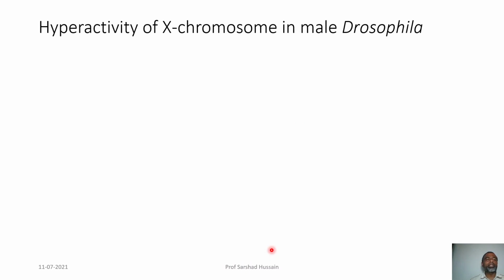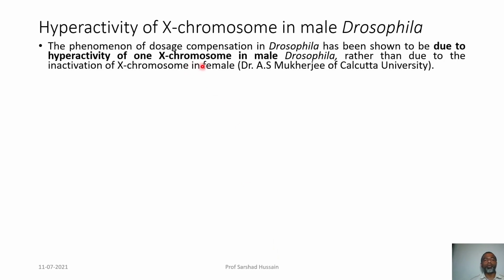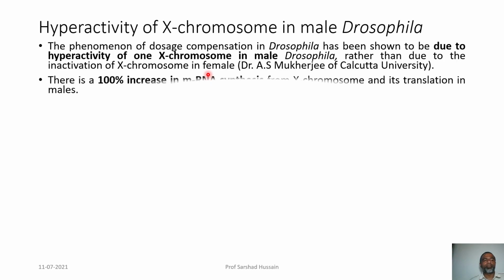Then the second condition is hyperactivity of the X chromosome in male Drosophila. The phenomenon of dosage compensation in Drosophila has been shown to be due to hyperactivity of one X chromosome in the male. So, here again both male and female have equal dose of the products of the genes coded by the X chromosome, but it is not due to the inactivation of one of the X chromosomes in the female, but it is due to the hyperactivity of the one X chromosome in the male, and this was explained by Dr. A.S. Mukherjee of the Calcutta University.